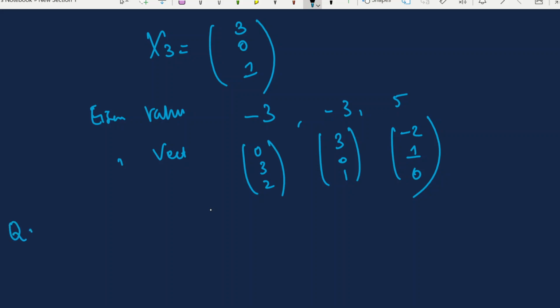Question number 4. The matrix is: 0, 1, 1; 1, 0, 1; 1, 1, 0.